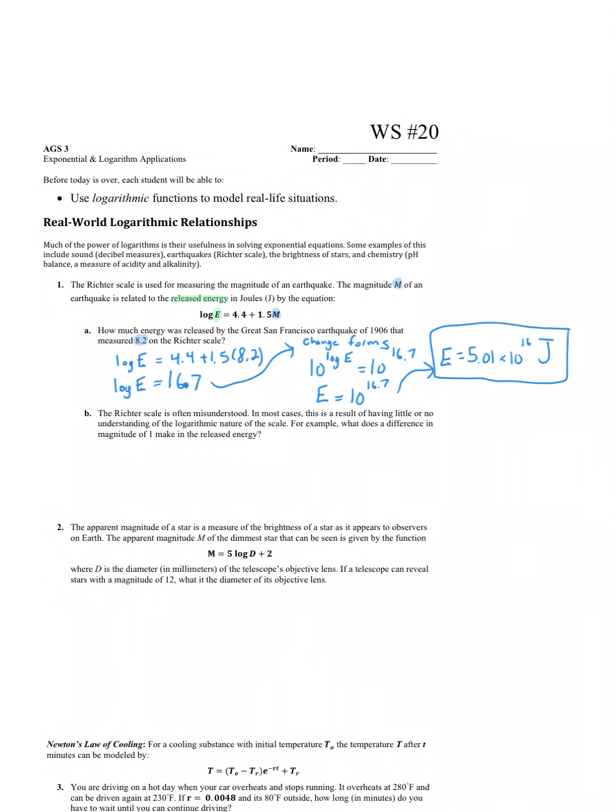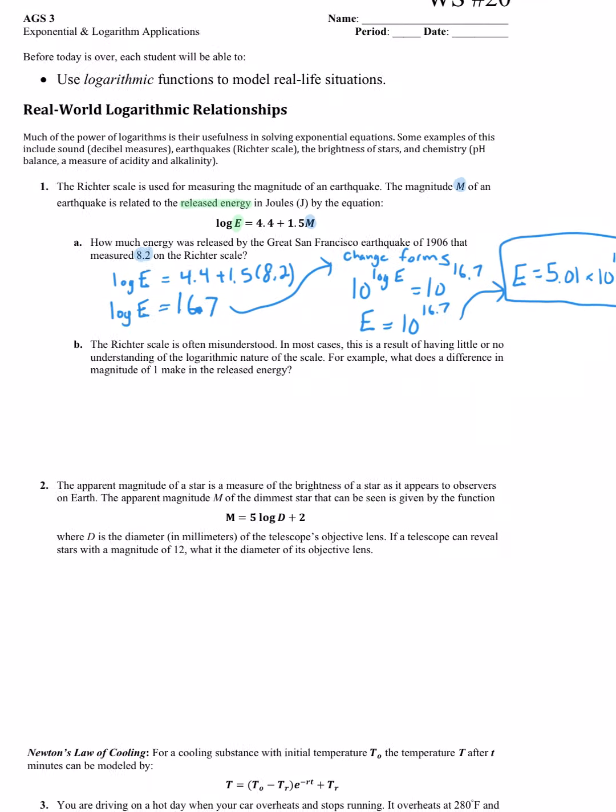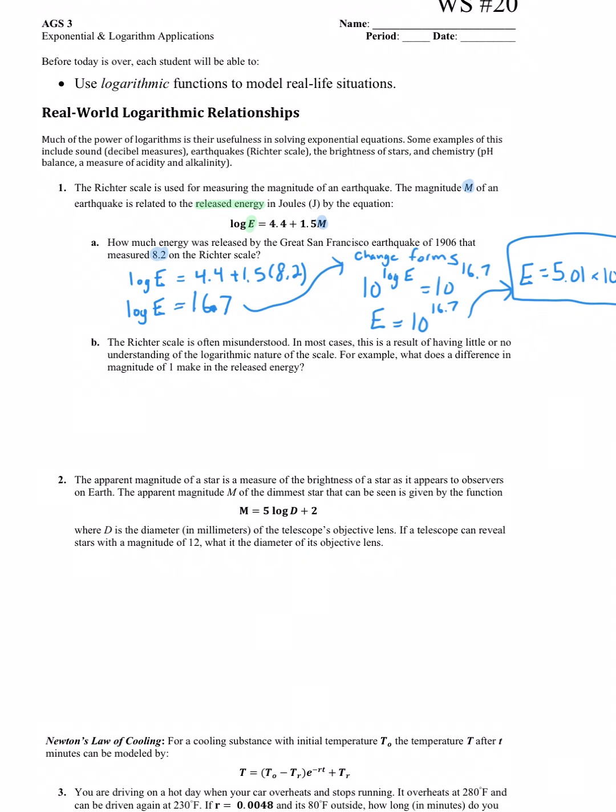Now problem B says the Richter scale is often misunderstood. In most cases, this is a result of having little or no understanding of the logarithmic nature of the scale. For example, what does the difference of magnitude of 1 make in the released energy? The idea for part B is to think, what happens if we have a magnitude 5 earthquake versus a magnitude 6 earthquake? What's the difference in energy? Or we could say a magnitude 4 earthquake versus a magnitude 5 earthquake. That's what I mean when I say a difference of a magnitude of 1.